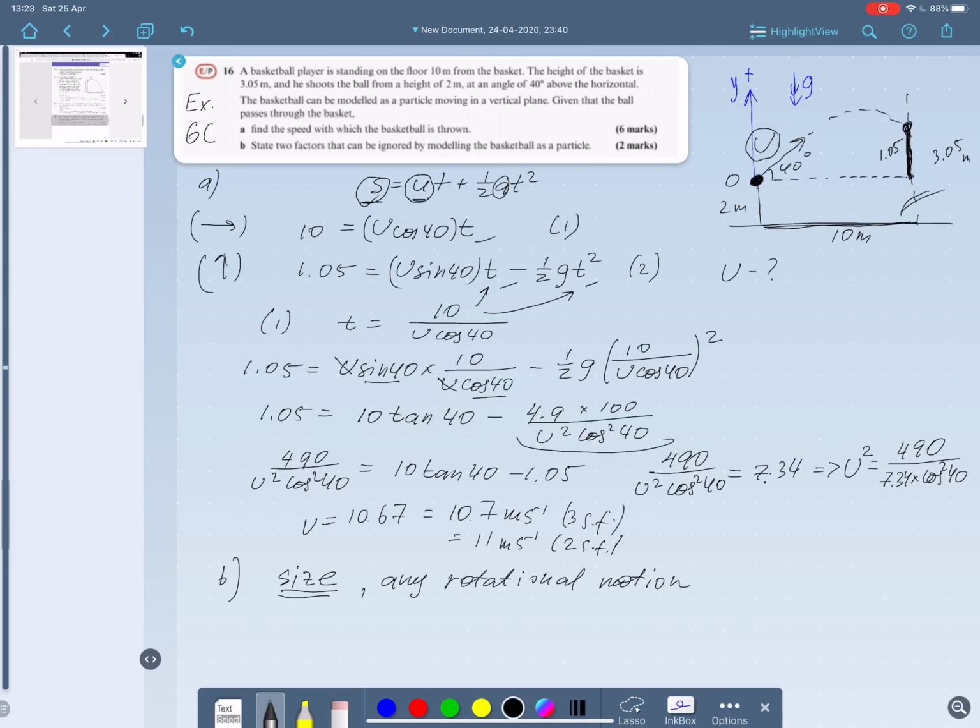I don't agree with the textbook. They stated that the weight could be neglected as well. No, the weight is there. So the mass of the ball is there. We don't make any assumption that it's light, that it weighs nothing. If it's a particle, it's the size which is ignored and rotational motion which is ignored. That's it.